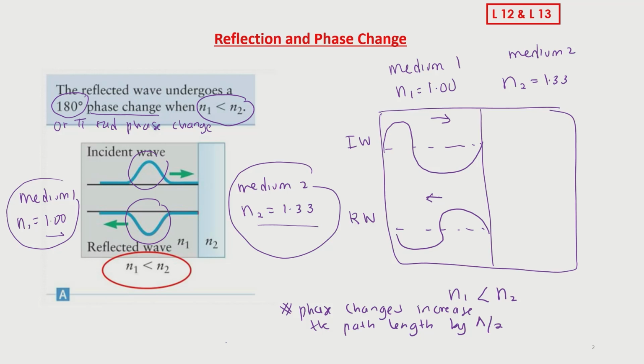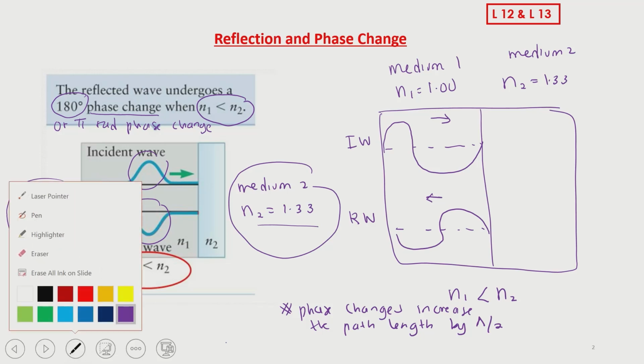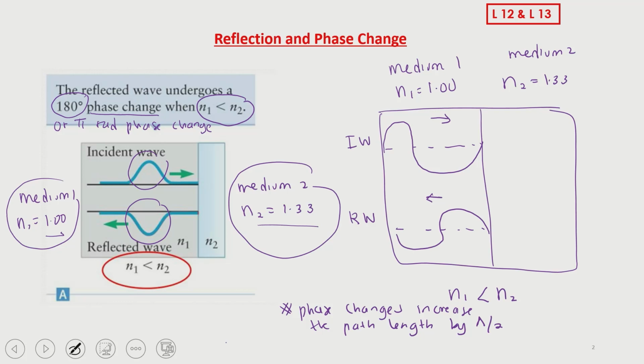Okay, one more thing to help you understand this concept better. When there is a phase change, you can imagine this analogy. 1 is lower compared to 1.33, so we will assume 1 as poor, and 1.33 as rich. So as you can see, the refractive index goes from poor to rich.